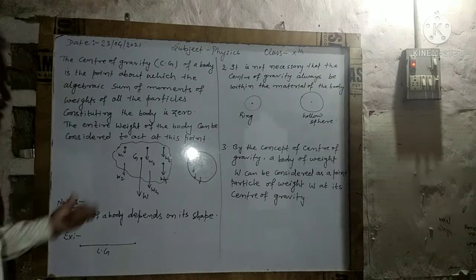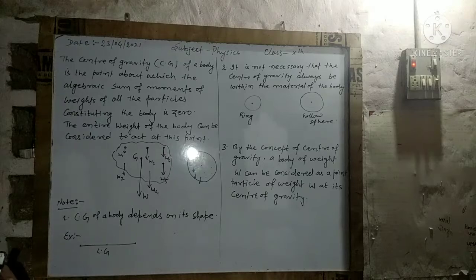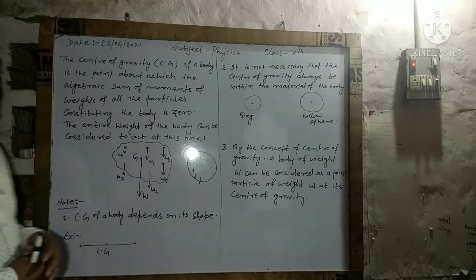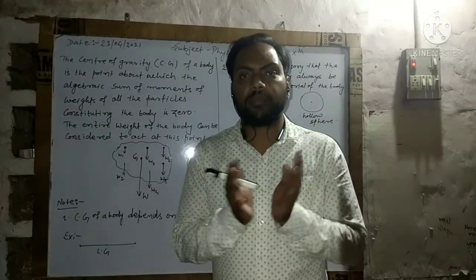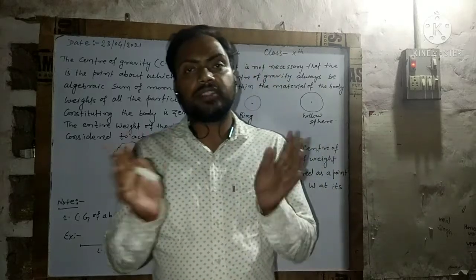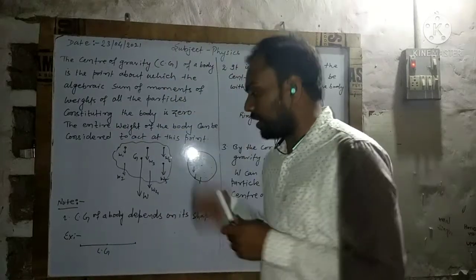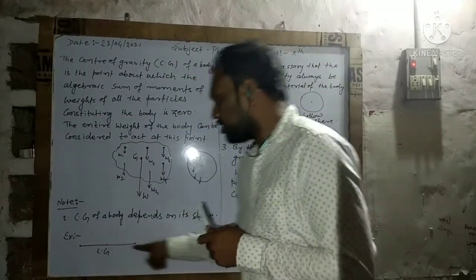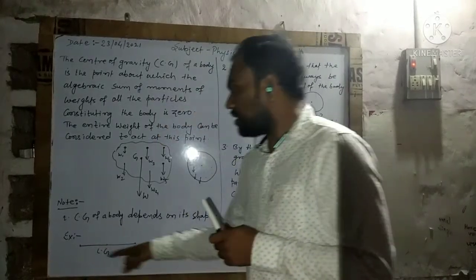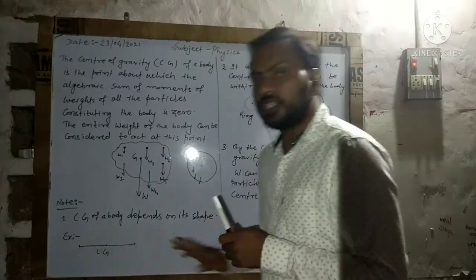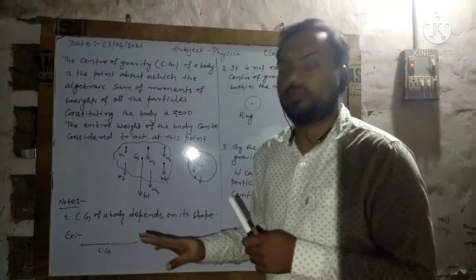Come to some points related to center of gravity. First point: the center of gravity of a body depends on its shape. If it is a different shape, the position of the center of gravity will change. For example, here is a long, straight wire. Its center of gravity will be at the middle of the wire, whatever the length of the wire. You just have to take half, and that point will be the center of gravity.